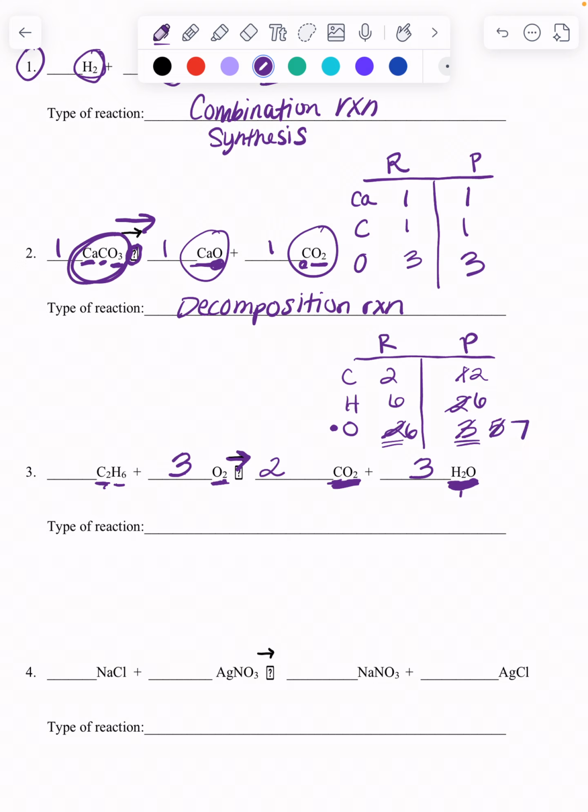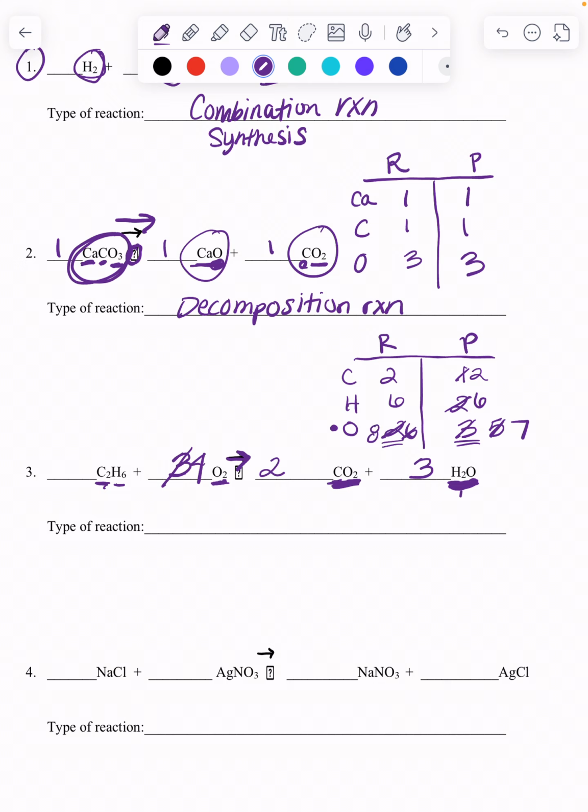Okay, so everything is balanced right now except my oxygens. What am I supposed to do with this? I'm thinking I'm going to have to start doubling up on other things, right? So let's try and make this a 4 in front of O2, and see how that works. So instead of a 6, this now becomes an 8.